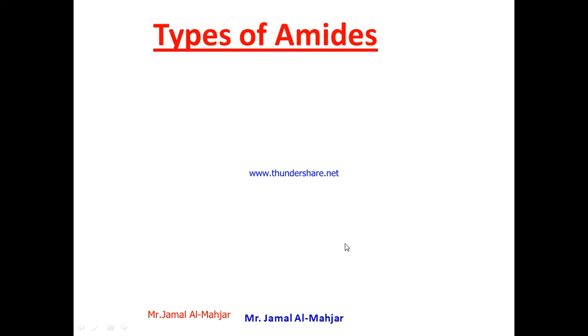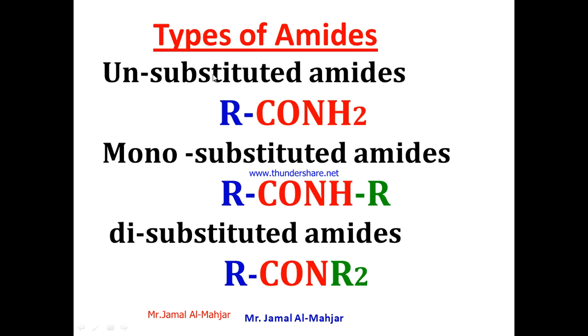Now, how many types of amides? We have 3 types of amides. The first one we call unsubstituted amides. Unsubstituted means you have CONH2, and this is R. This is unsubstituted amides. But if you replace one hydrogen atom by one alkyl group, in this case we call it mono-substituted amides. Mono means you replace one hydrogen by one alkyl group.